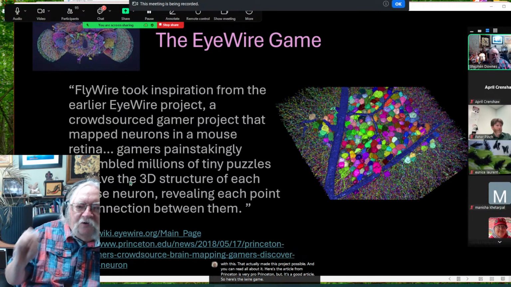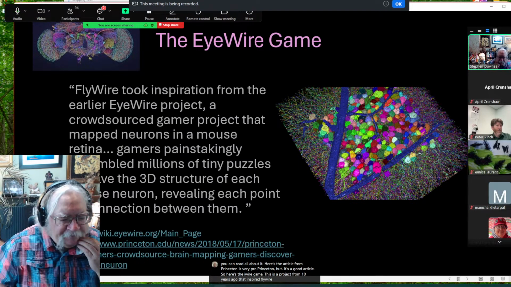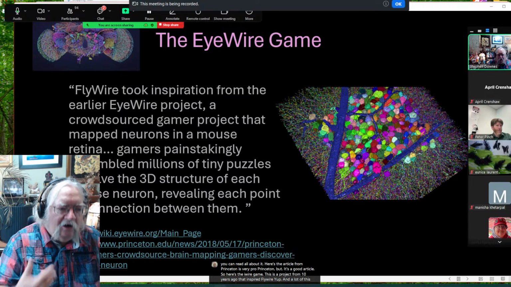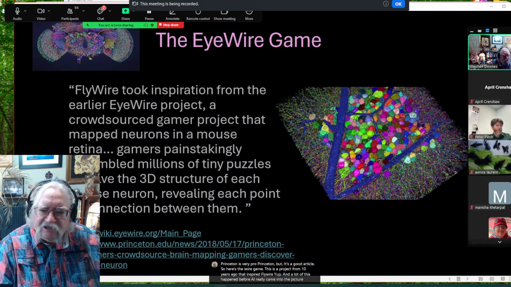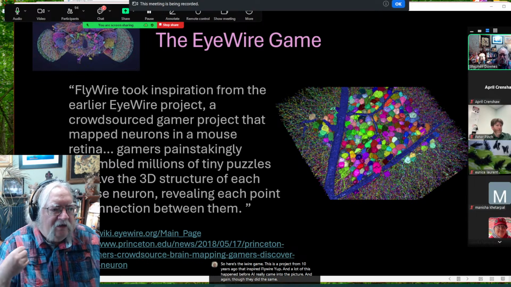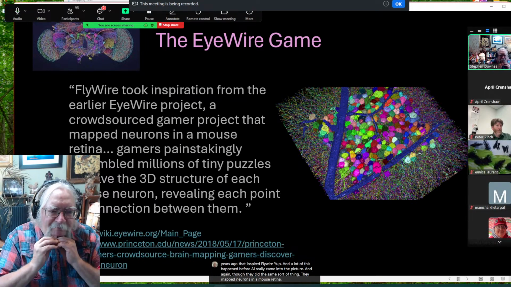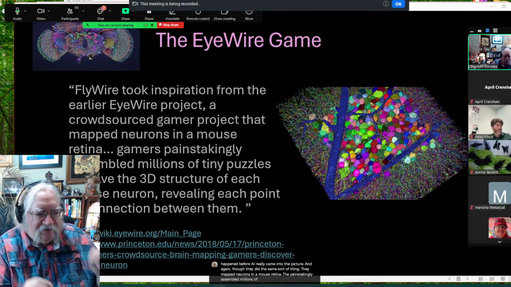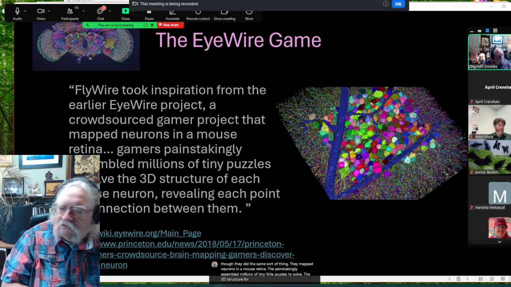This is a project from 10 years ago that inspired Flywire. EyeWire, Flywire, you get the idea. And a lot of this happened before AI really came into the picture. And again, though, they did the same sort of thing. They mapped neurons in a mouse retina. They painstakingly assembled millions of tiny little puzzles to solve the 3D structure for each mouse neuron.